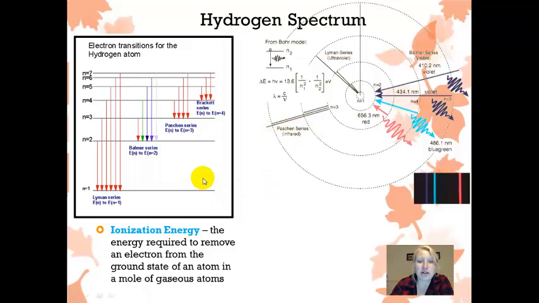Now, if you were to completely pull an electron off, remember that's called the ionization energy, the energy required to remove an electron from the ground state of an atom in a mole of gaseous atoms. And you do have to say in a mole of gaseous atoms for IB to give you full credit.